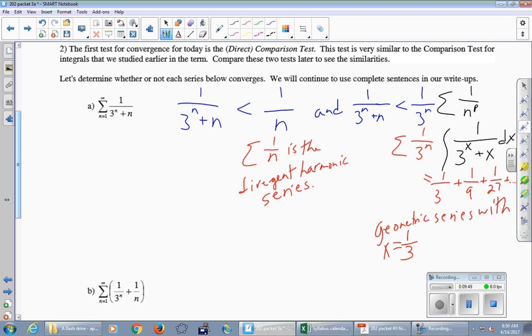What's the interval for a geometric series to converge? -1 to 1. Since the ratio is definitely between -1 and 1, what do we say about this particular geometric series? What does it do? Yeah, it converges. So 1 over 3 to the n converges.